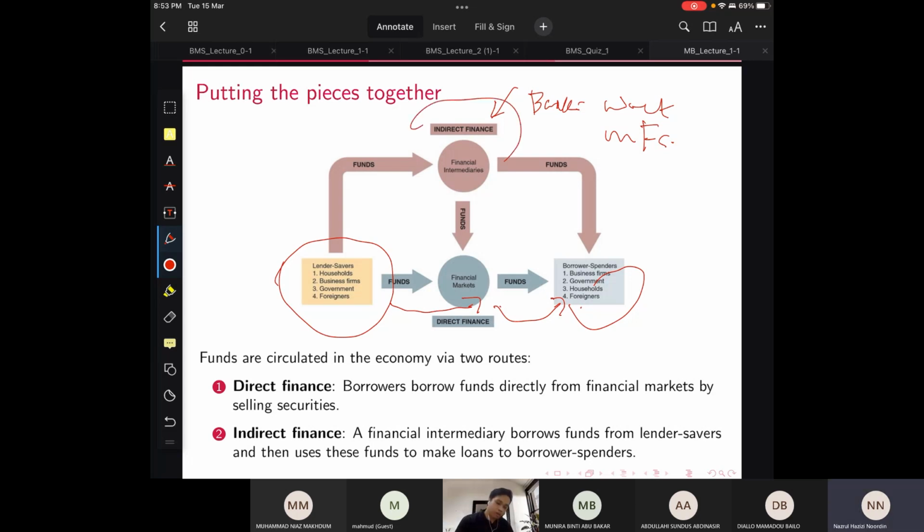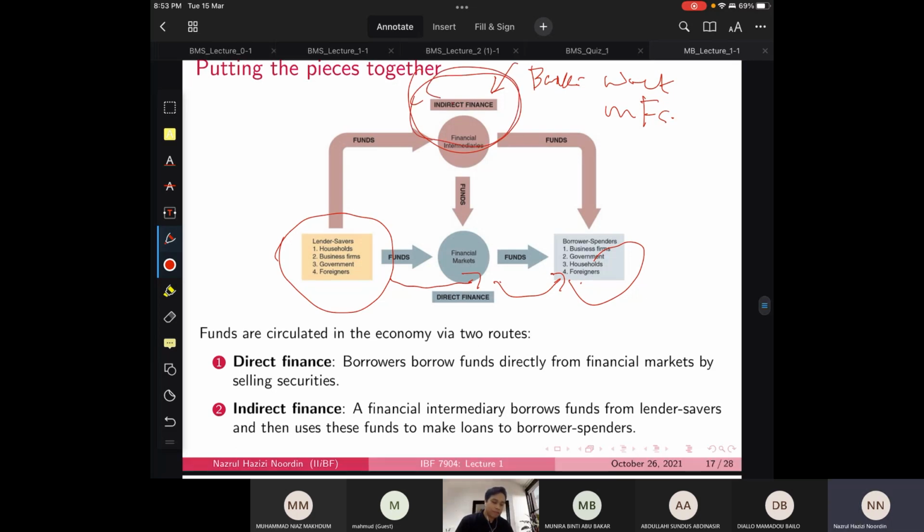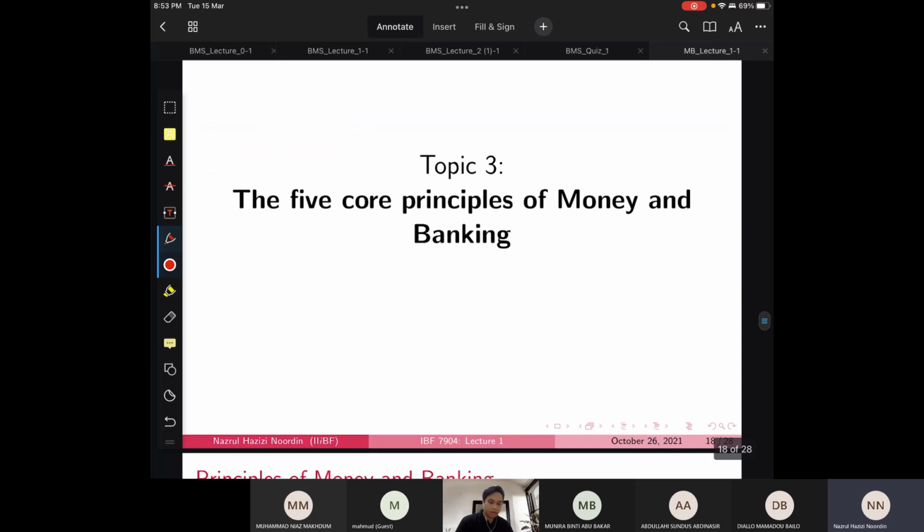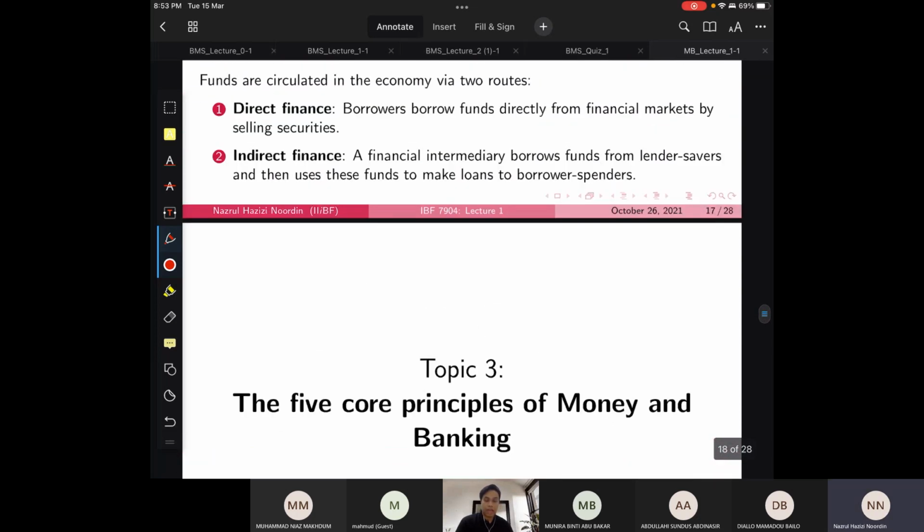This is what we call indirect finance, right? So that's basically how the market works.